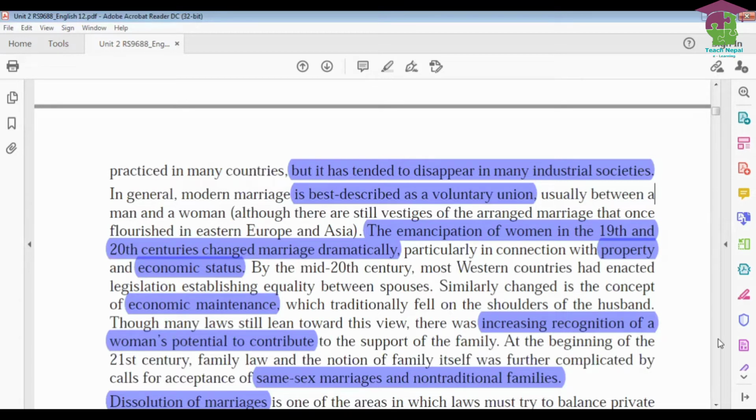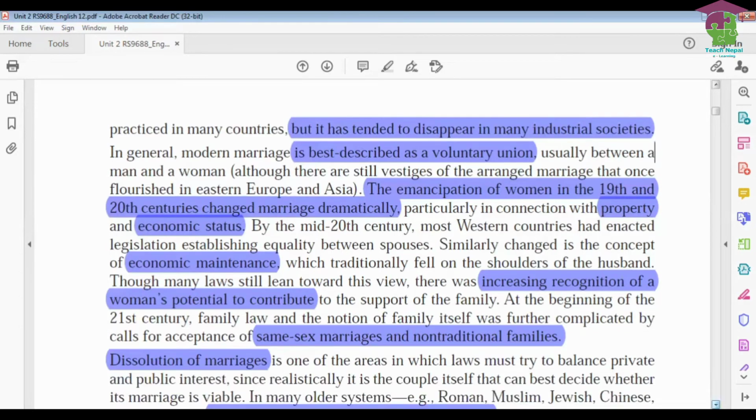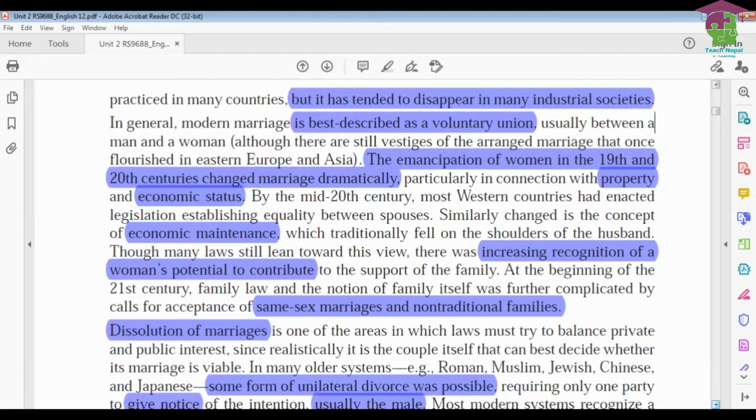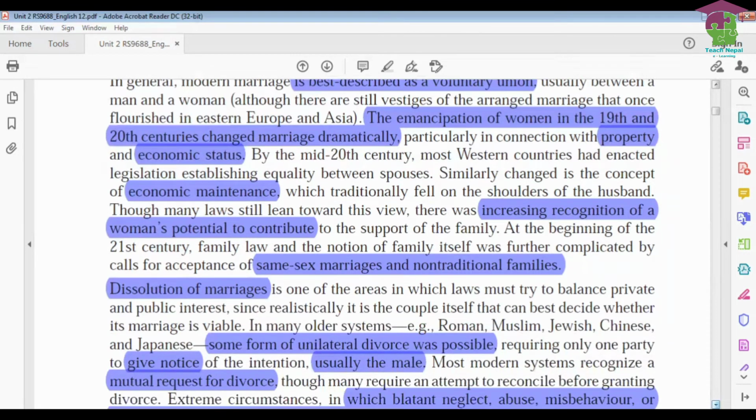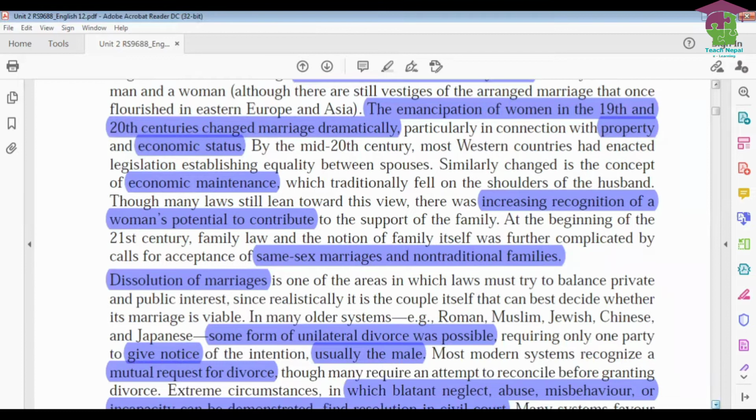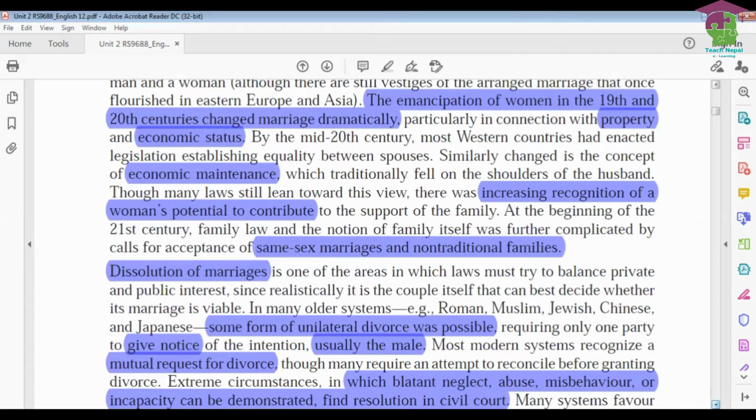marriage dramatically. भनेको जुन फ्रिडम आयो वुमेनहरूलाई 19th र 20th सेन्चुरीमा त्यसै गर्दा चाहिँ म्यारेजमा धेरै चेन्जेस ल्यायो। प्रपर्टी एन्ड इकोनोमिक स्टेटसमा पनि चेन्ज ल्याइदियो, the connection with property. वुमेनहरूलाई चाहिँ प्रपर्टीमा पनि सेयर र इकोनोमिक स्टेटस पनि, they started belonging, they started possessing the economic status or the goods and properties of the family, right?